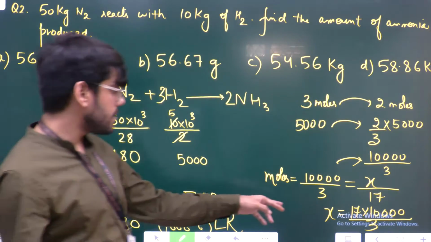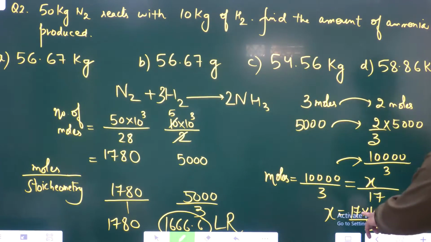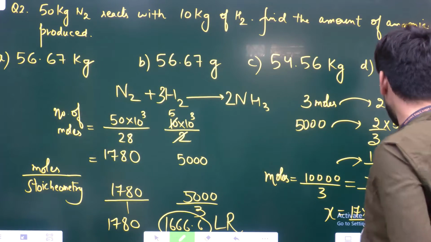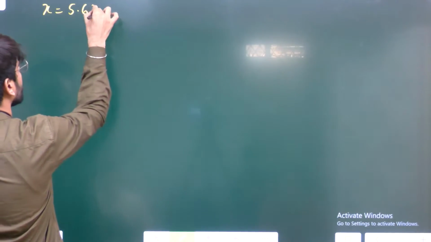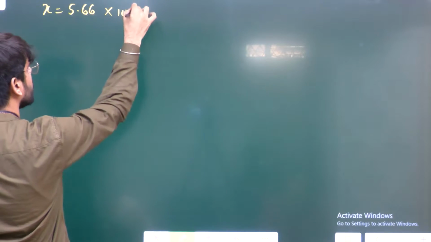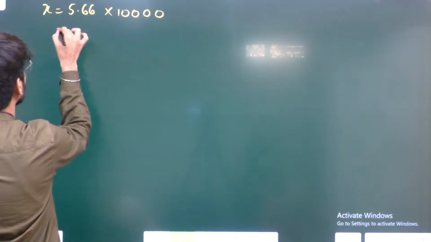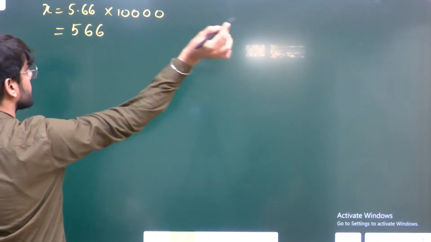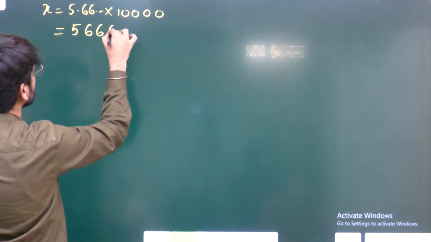So this is 5.6666. Yes? So 5.6. So this is basically, see, X will be 5.66 into 10 to the power 10,000. What is it? 566, and obviously this is 6666. Yes or no?